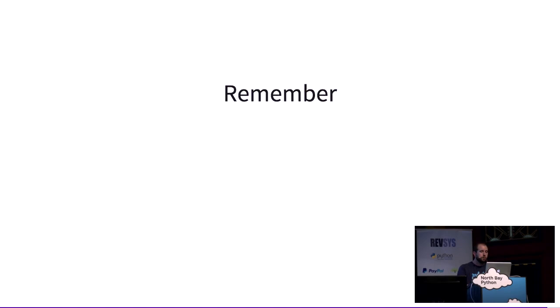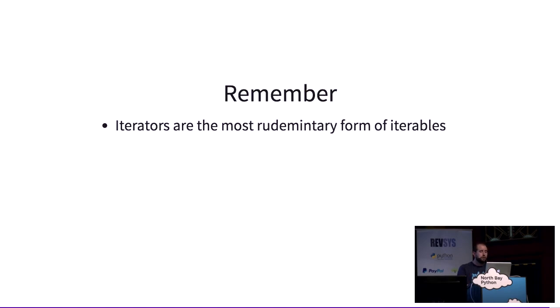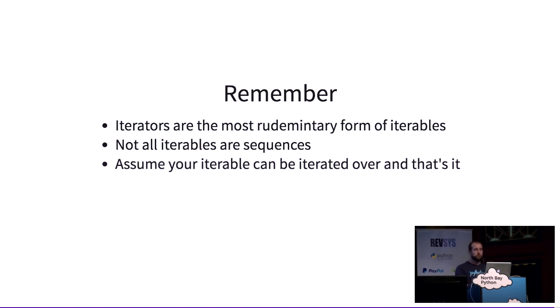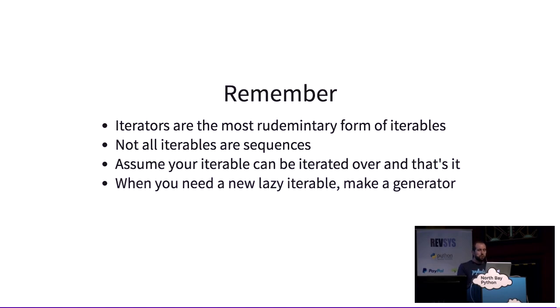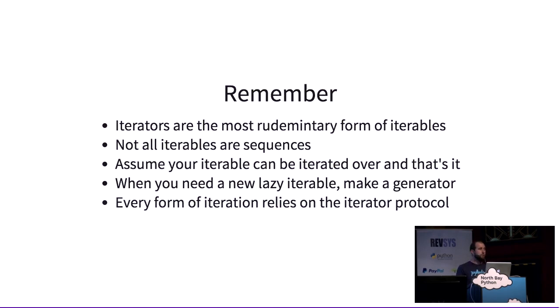Okay, so I'd like you to remember, iterators are the most rudimentary form of iterables in Python. Sequences are iterables, but not all iterables are sequences. You can't index all iterables. And when someone says the word iterable, you can only assume that they mean something that you can iterate over, and that's it. Don't assume that your iterables have more features than just iteration. Also, if you need to make your own lazy iterable, think of iterators and consider making a generator function or generator expression. And finally, I'd like you to remember that every single type of iteration in Python relies on the iterator protocol. So understanding the iterator protocol is key to understanding quite a bit of weird and not so weird looping behavior in Python.